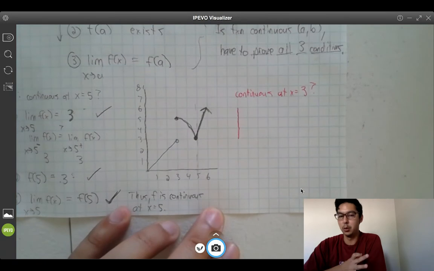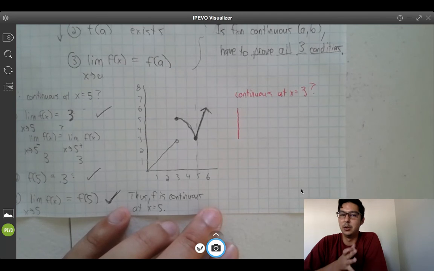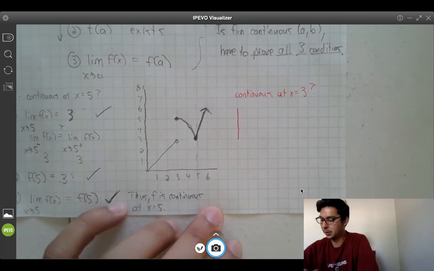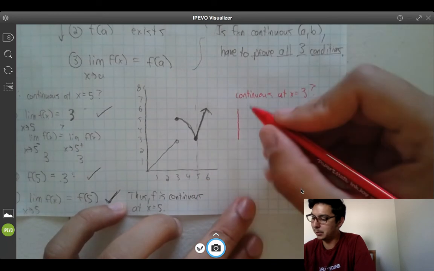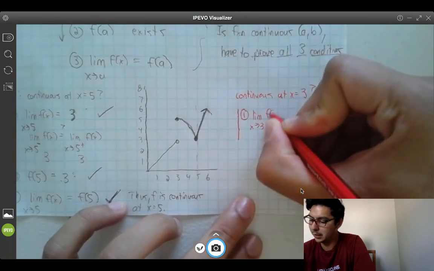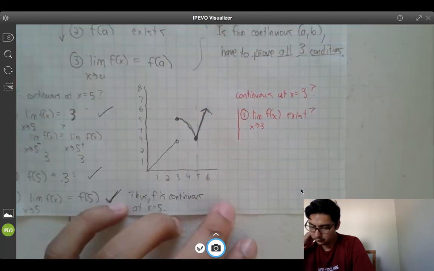But now you have to prove it using calculus and definitions. You can't just prove things by saying, look at what it does. Right? We have to use the definitions that are agreed upon. Definitions are huge in math. Right? So let's go through the order and see what happens. So the first one is, does the limit as x approaches 3 of f of x exist? That's the first one.